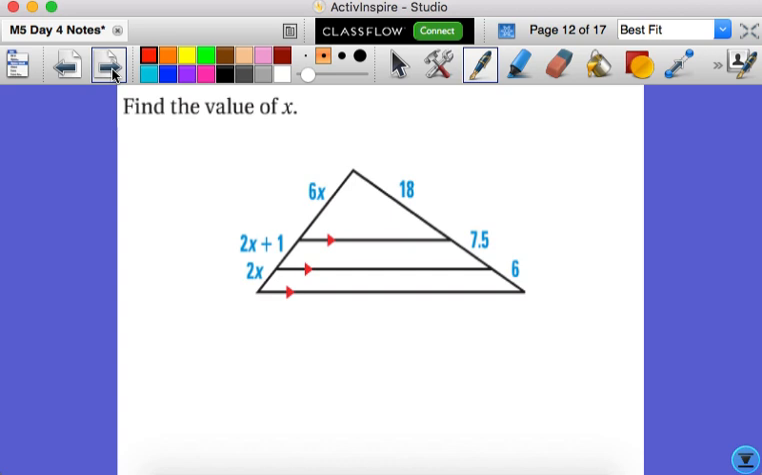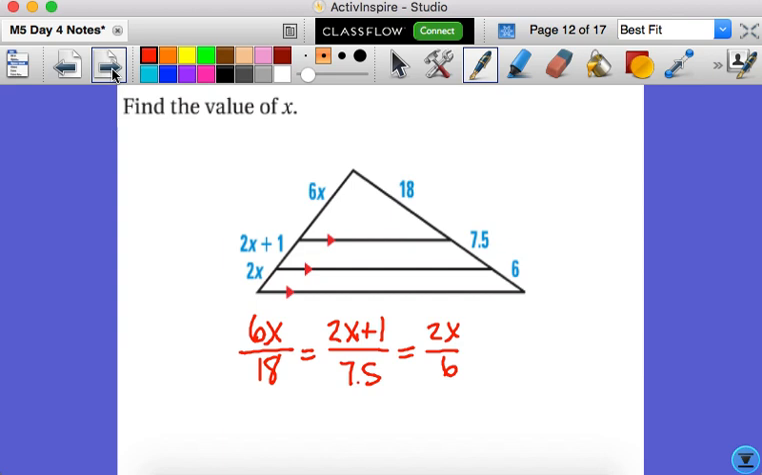Last but not least here, we've got some proportions that are happening among these two triangles here, or really these three triangles, because we have three sets of parallel lines. So I could say 6x over 18 equals 2x plus 1 over 7.5 equals 2x over 6. And at this point, I have three ratios that are all proportional. So I can choose the one that I want to ignore, if you will, because if they're all equal, I should be able to just look at two of them.